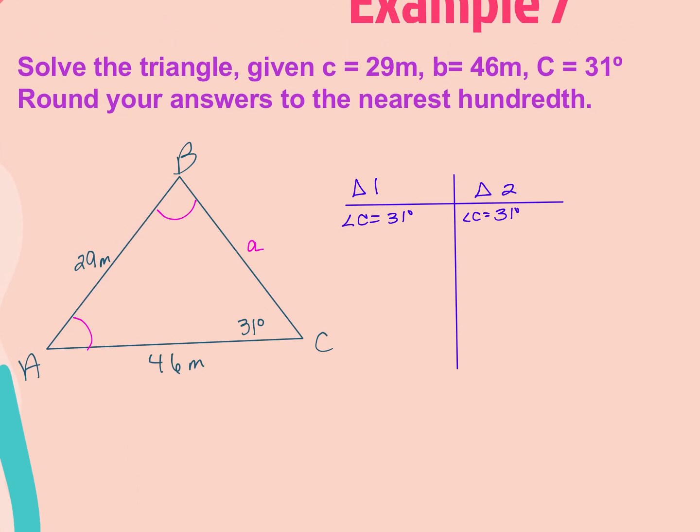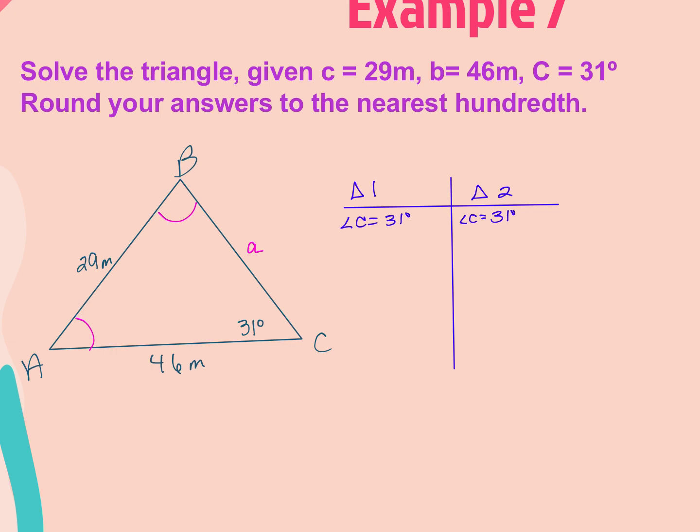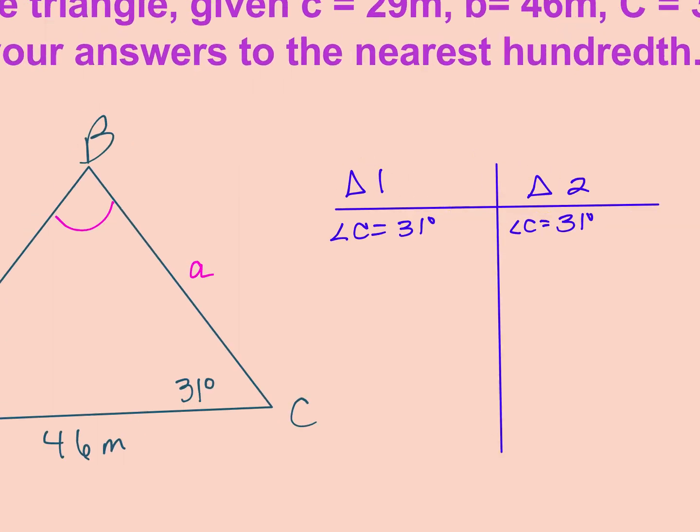So let's do this last example, and then we'll talk about area, and then we're done. Again, if there's not a picture, you should definitely draw one. So when they tell you to solve, I look at this, I say, okay, I'm looking for angle A and B, and I'm looking for side a. If there are two triangles, the given angle in triangle 1 will be the same in triangle 2. So let's think about this.